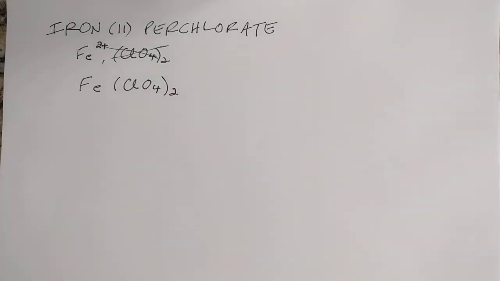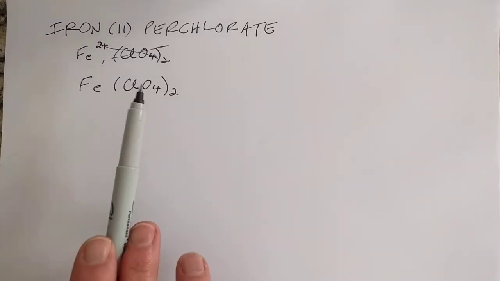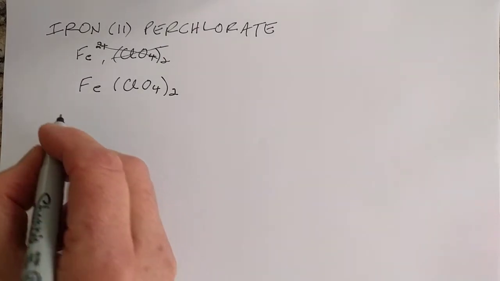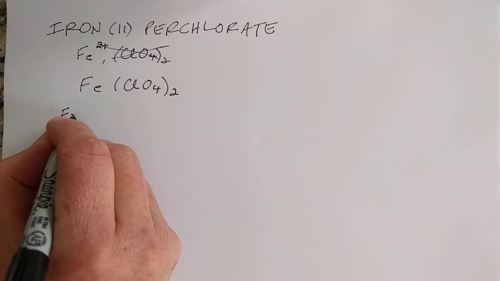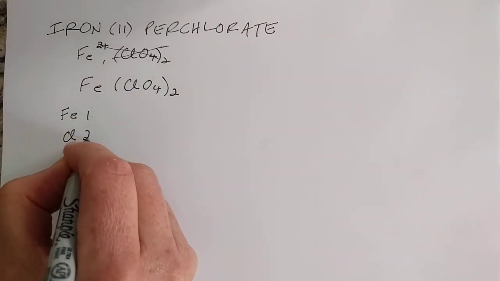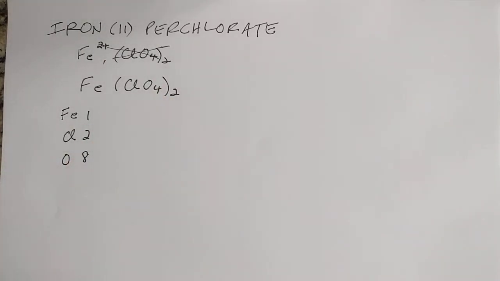Now, to do our percentage composition, we're going to do a molar mass calculation first, and that's going to make it very easy for us then to do the percent of each element. So of course, for percentage composition, we want the percent of iron in the compound, the percent of chlorine in the compound, and the percent of oxygen in the compound. But let's do our molar mass calculation first. So iron, we have 1 of those. Chlorine, 2 times 1, we have 2. And oxygen, 2 times 4, we have 8 of those.